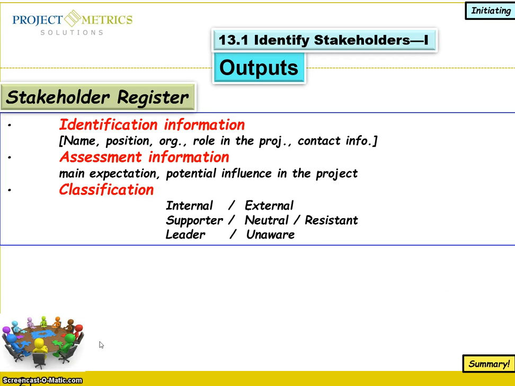So the output here, the stakeholder register, you're going to get identification information. For example, the name of the stakeholder, his position, organization, the role in this project, contact information, email, phone numbers, and you make assessment information. What is the main expectation of this stakeholder, his potential influence in the project, and then you can make classification in terms of whether he is internal or external, supporter, neutral, or resistant. He's a leader. He might be unaware of your project.